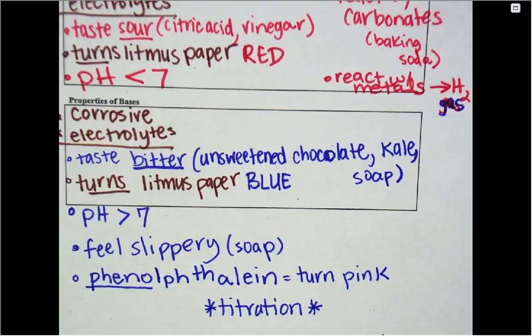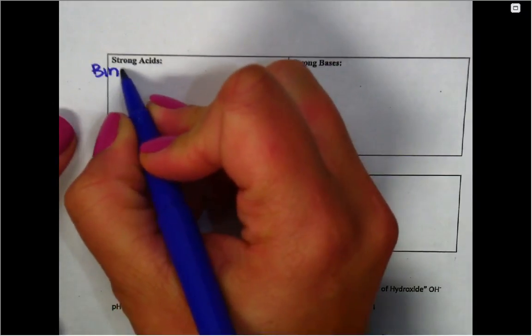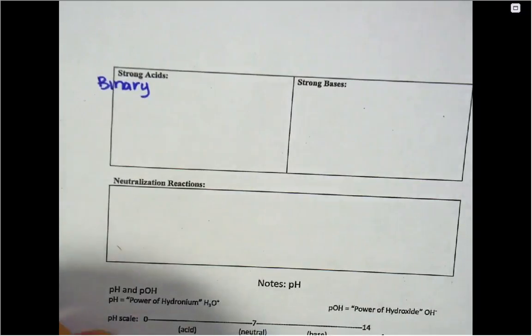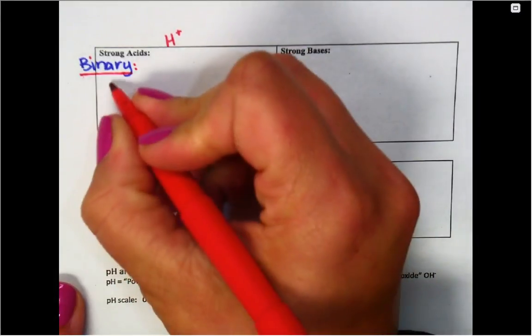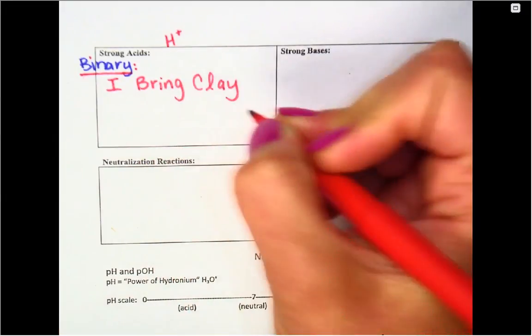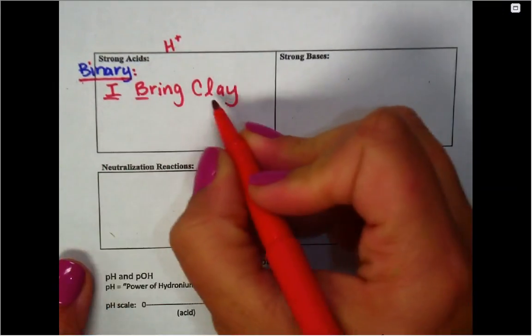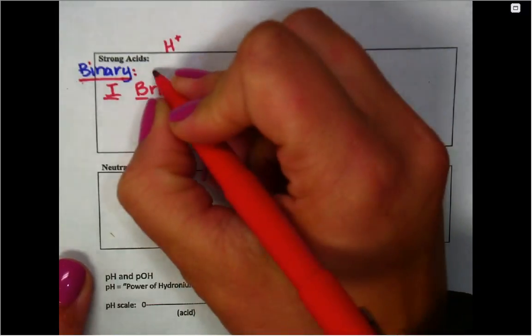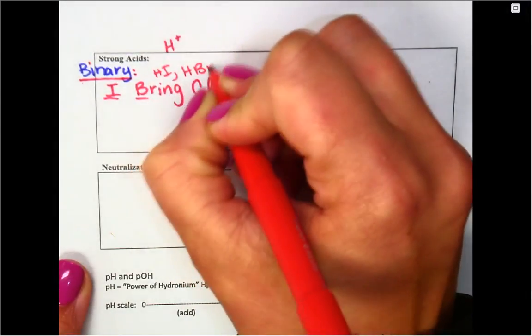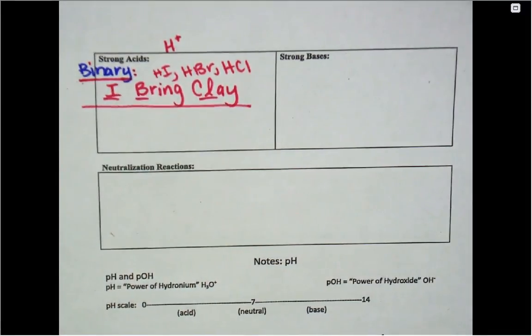Last little bit. This next part is really short. So we're going to review our strong acids and bases. Go ahead and look at the top right. Strong acids and bases. Our strong acids, we had two categories, binary acids. For strong, it was "I bring clay, not food." You guys remember writing that? What that tells you is HI, HBr, HCl. Any of those are the strong binary acids. Okay, there's only 3.